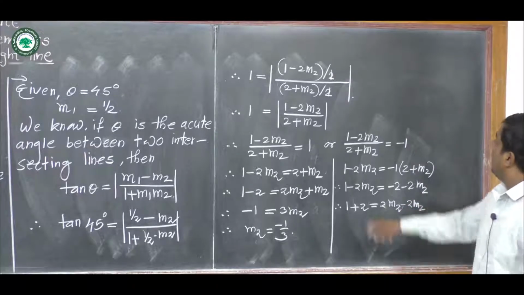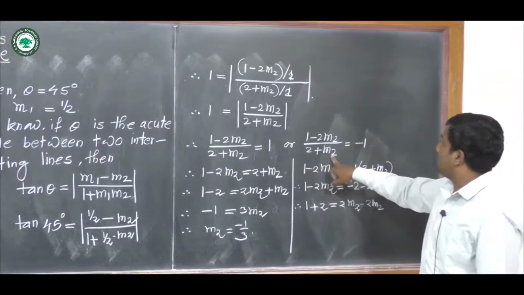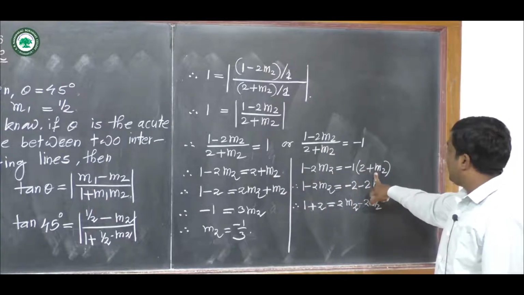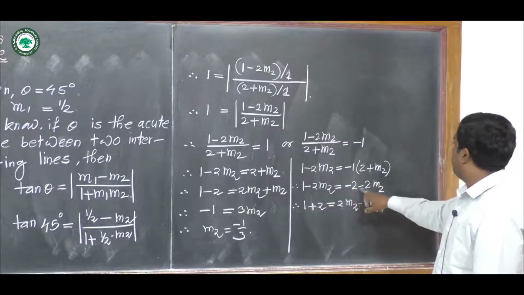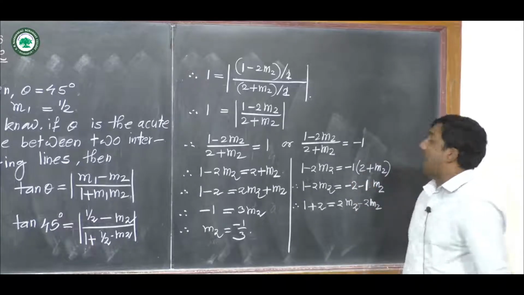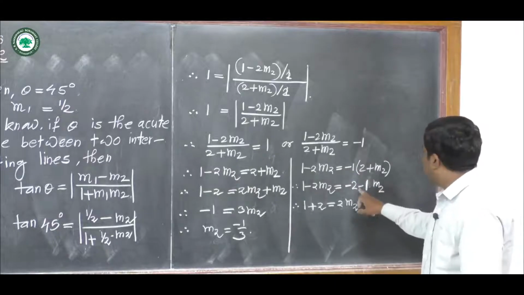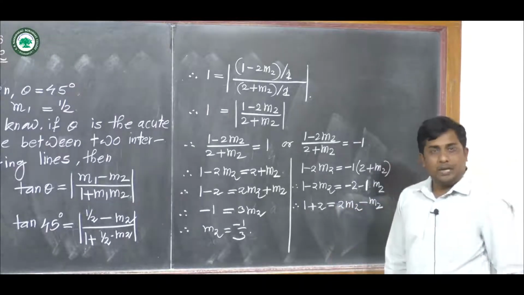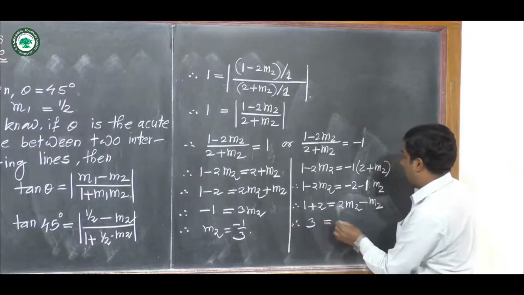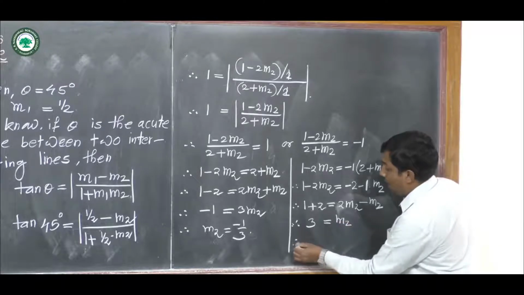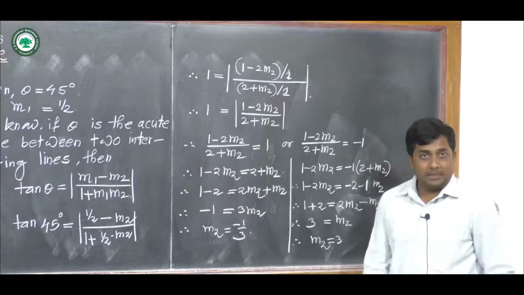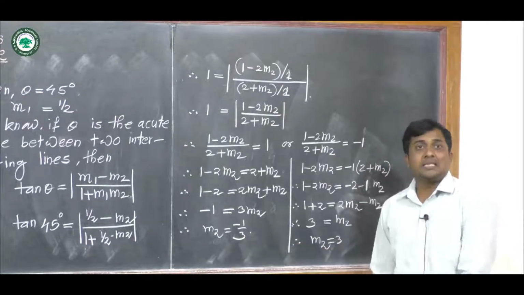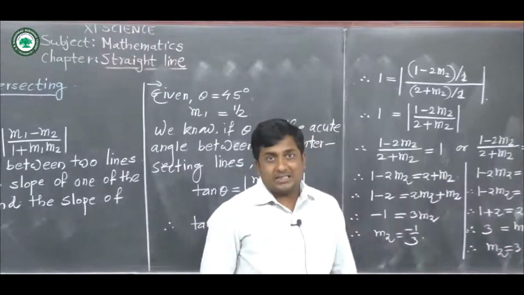Let's check this part. Here 1 minus 2 m2 divided by 2 plus m2 is equal to minus 1. So I write 1 minus 2 m2 is equal to minus 1 into this bracket. Then 1 minus 2 m2 is equal to minus 2 minus m2, since we multiply the bracket by minus 1. So here we have 2 m2 minus m2. Next, 1 plus 2 is 3, equal to 2 m2 minus m2, which is only m2, and we get m2 is equal to 3. Here we get two values of m2: first is minus 1 upon 3 and second is 3. So these are the possible slopes of the second line.